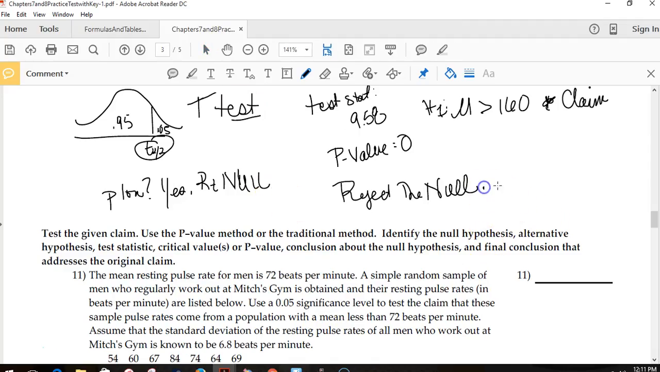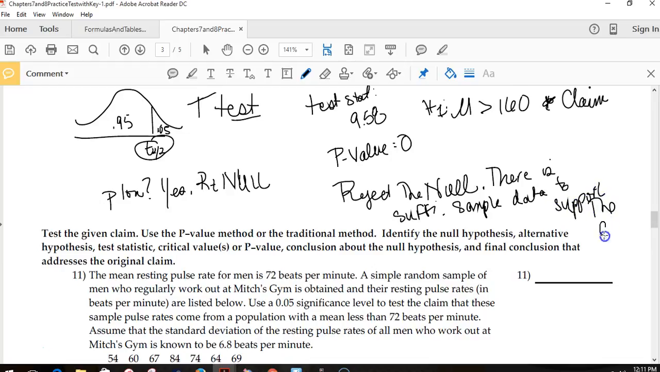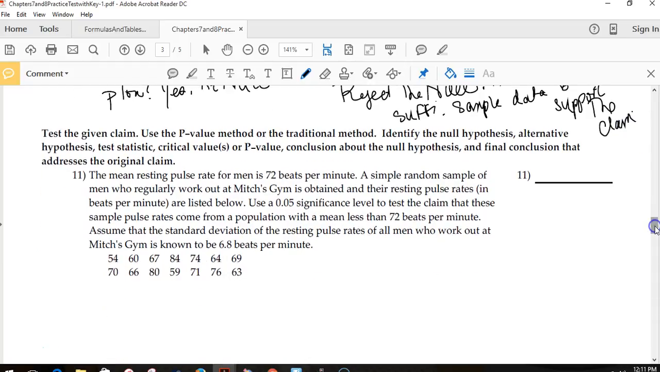Doesn't happen too often. There is sufficient sample data to support the claim. The wording matters. Two more and then we're done.